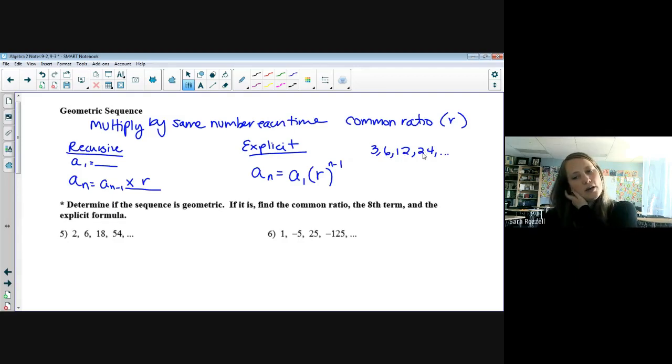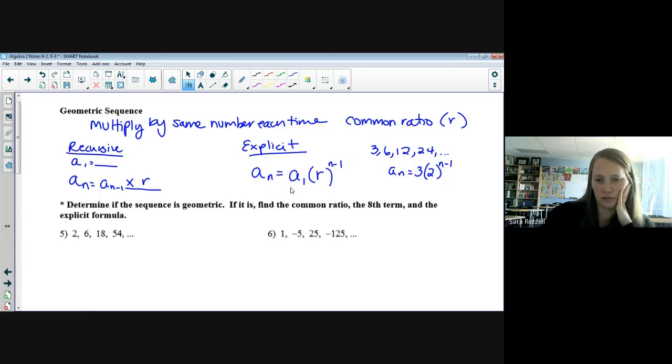So if I had 3, 6, 12, 24, is that a geometric sequence? Are we multiplying by the same number each time? Yep, we're multiplying by 2, right? And we start with the number 3. So our formula, let's start with the number 3. We're multiplying by 2, to the n minus 1. First term, ratio. Ratio just means what you multiply each time.